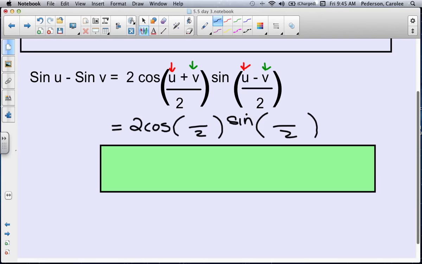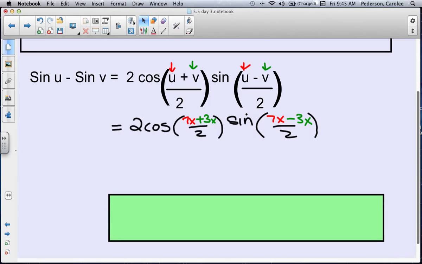So what's going to go in for the u plus the v? 10x. So 7x, and then plus 3x and minus 3x. And now let's simplify. 7x plus 3x is 10x, divided by 2 is 5x. And then 7x minus 3x is 4x, divided by 2 is 2x.